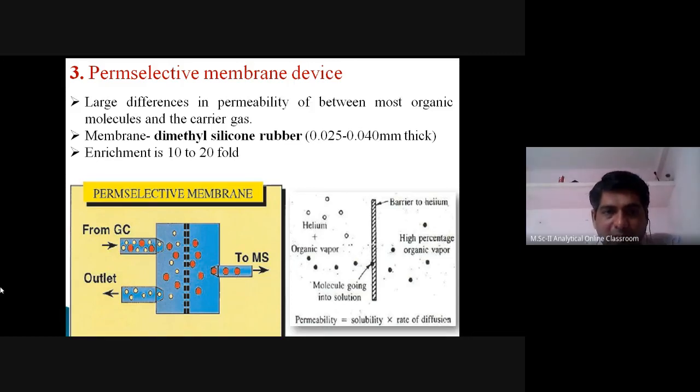Now this membrane is made of one compound, called dimethyl silicone rubber, which has a thickness between 0.025 to 0.04 mm. So this is the size of this membrane. By using this membrane, you can do the enrichment up to 10 to 20 fold. So you can increase the concentration of the analyte by 10 to 20 fold. So that's why it is called a pump-selective membrane device.